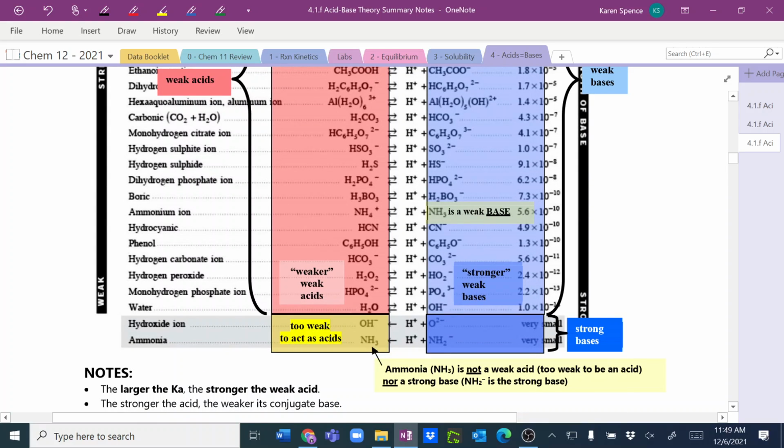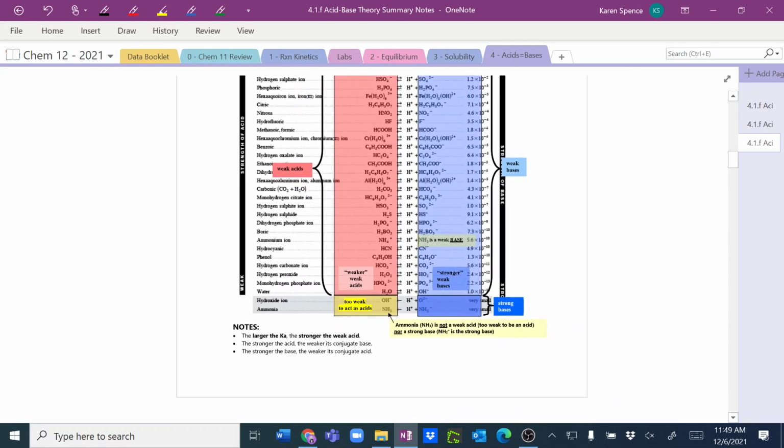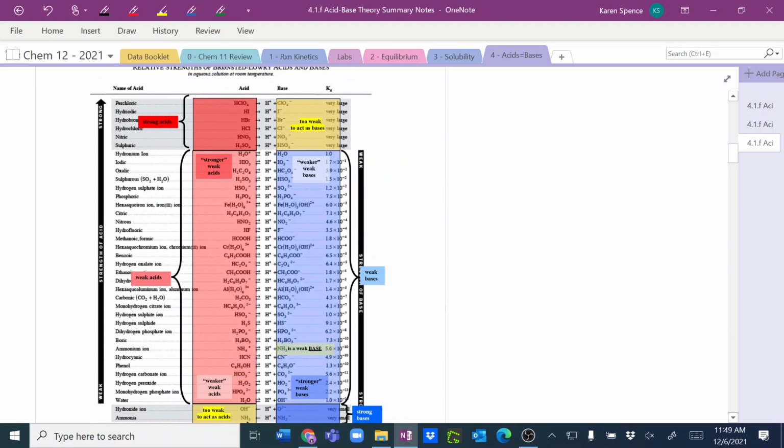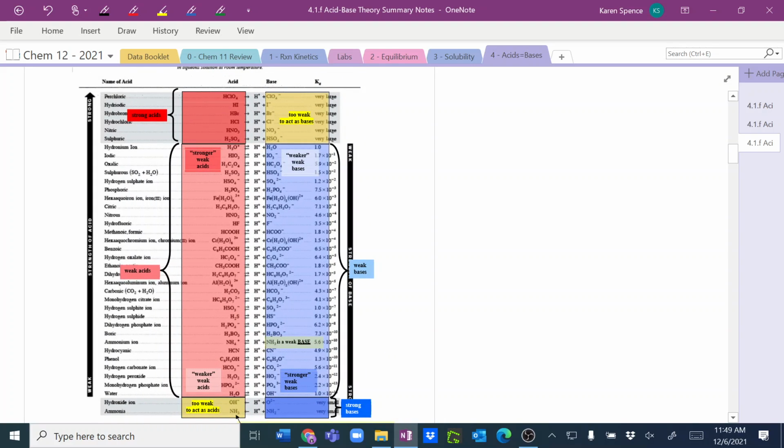And so you can see on here, all your acids are red and all your bases are blue. There's even color gradation, yes, where you can see that the strong acids are in darker red and the weak acids are in lighter red. The strong bases are in dark blue and the weaker bases are in lighter blue.